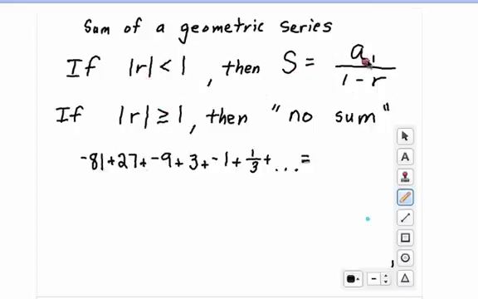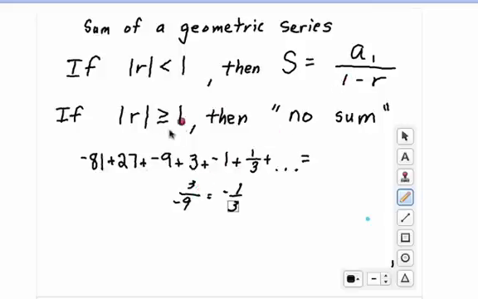The sum is equal to the first term, so in this case that'd be negative 81, over 1 minus R. Remember, you can figure out what R is by taking a value and dividing it by the one preceding it. So 3 over negative 9 in this case gives me negative 1/3. And you'll find that will happen for any two corresponding values that you use, as long as they're consecutive.